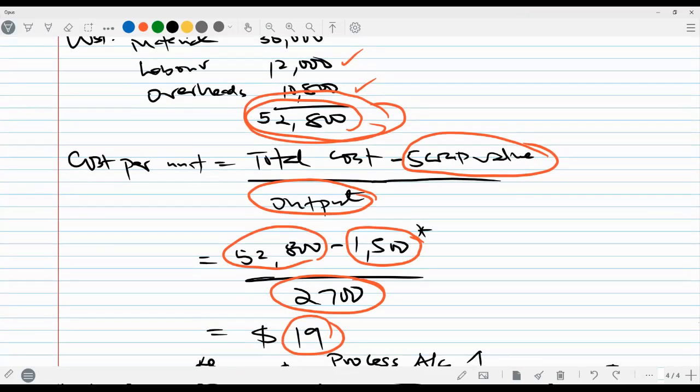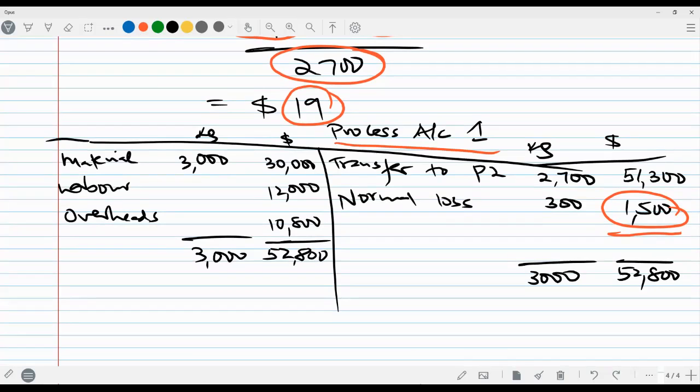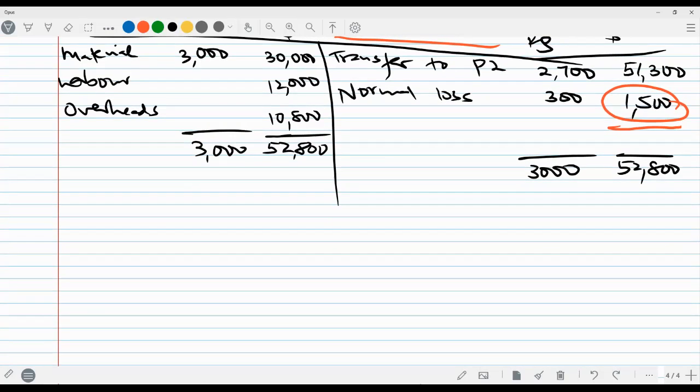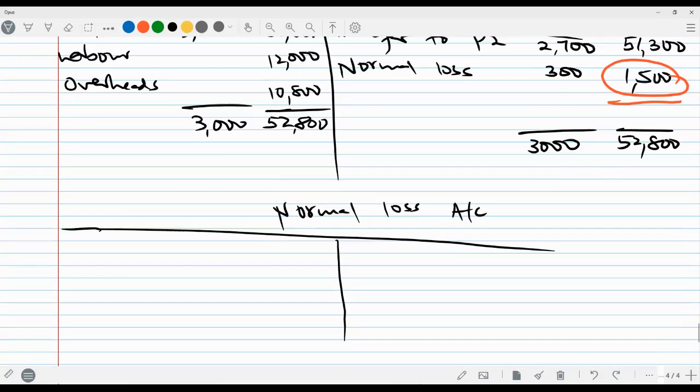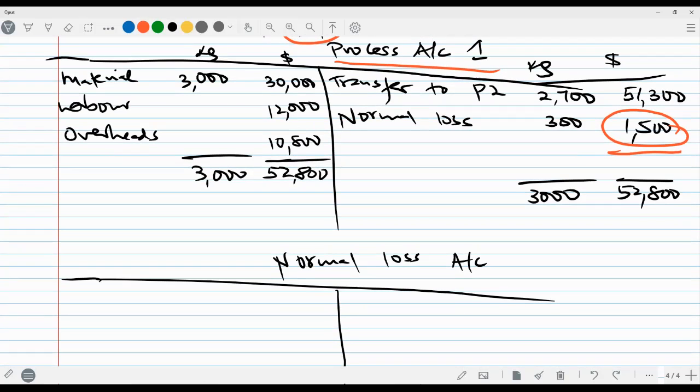Okay, no question. Then the next part of the question is asking us to prepare a normal loss account. So we're done with the process account. Now let's prepare therefore a normal loss account here. First, this is from process one. Don't forget here you had the credit side. This is going for debit.